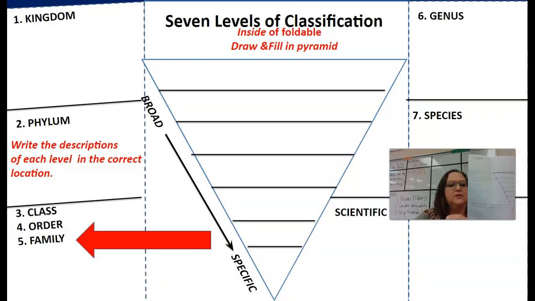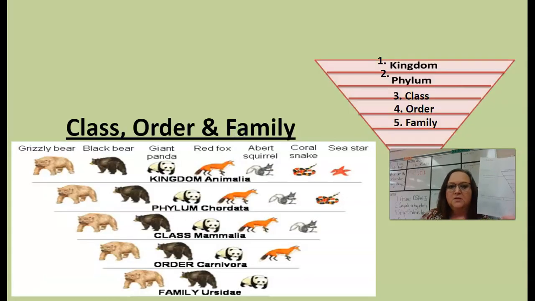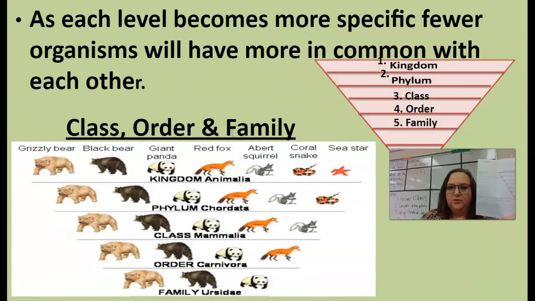All right, the next one, you'll have number 3. On the line for number 3, you need to write class. On the line for number 4, write order. And on the line for 5, write family. The next slide is going to tell you what to write in that space underneath the 3, 4, 5. So for class, order, and family, what you need to know is that each level becomes more specific with fewer organisms, and those organisms are going to have more in common with each other.